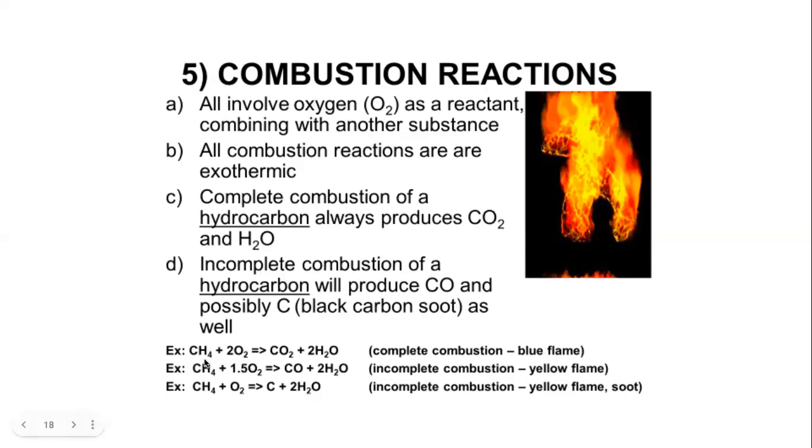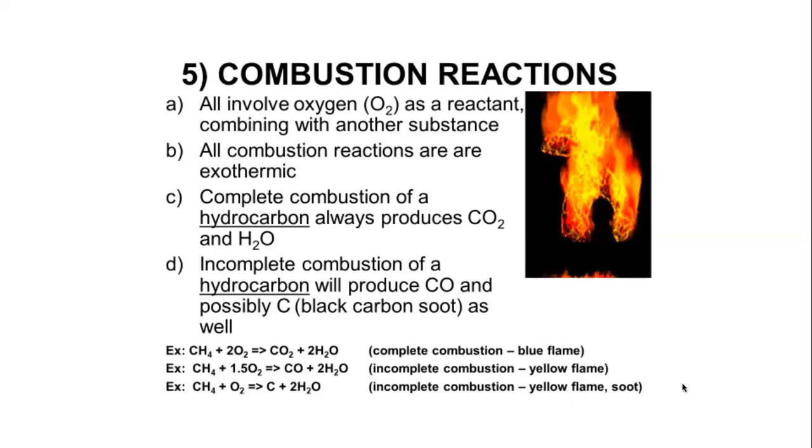Then you might have methane plus 1.5 oxygen, and we'll talk about what this means a little bit later, but this is an incomplete combustion because we only form carbon monoxide and water. This is going to give us a yellow flame. And then here you have methane and oxygen. We're going to form carbon, so we're losing that oxygen. And this will make sense when we talk about balancing equations, but this reaction also results in an incomplete combustion, which gives us yellow flame and soot.